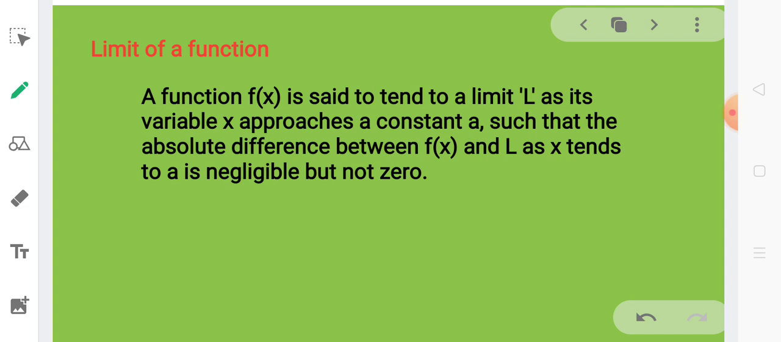Now we will discuss something new. This is limit of a function. You all have studied about different types of functions in your junior classes in mathematics, but limit of a function is something that you will be studying for the first time.